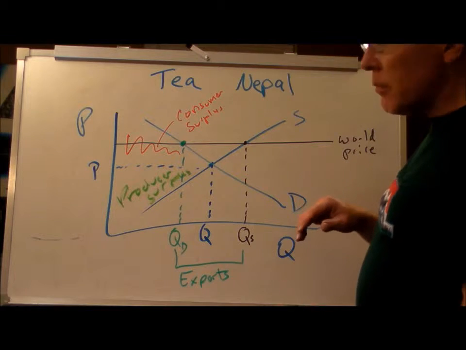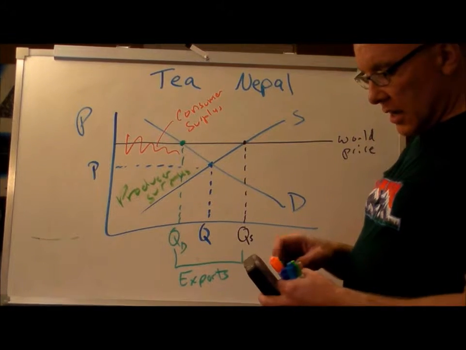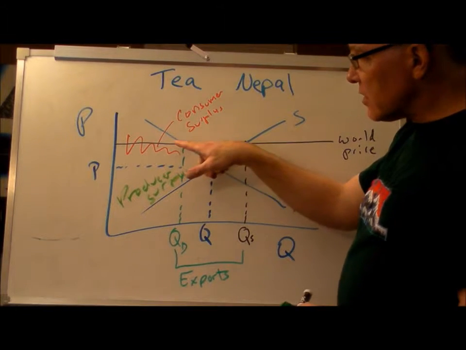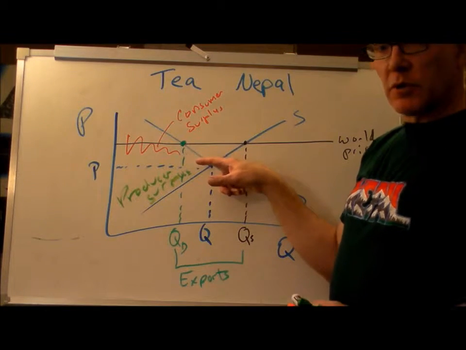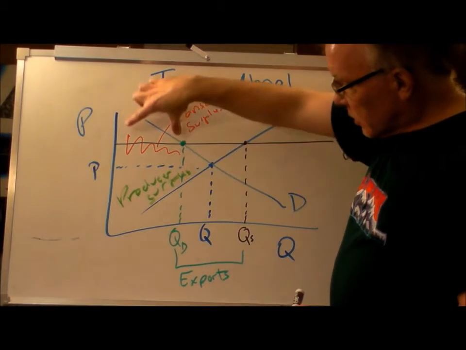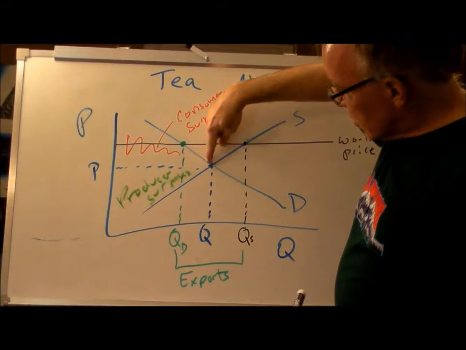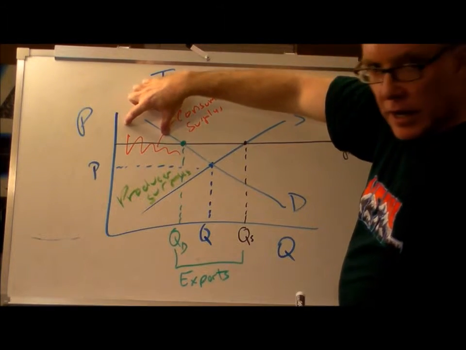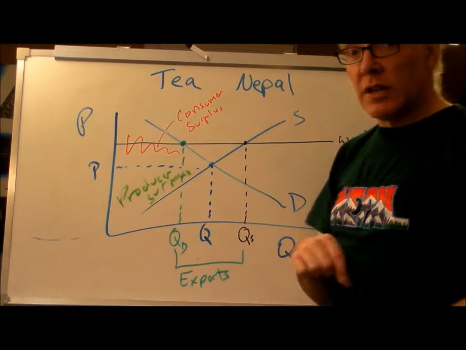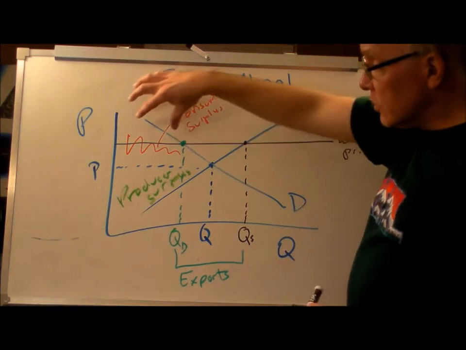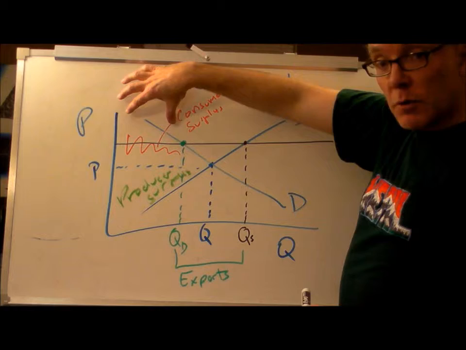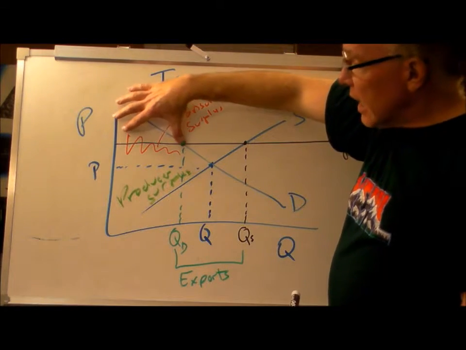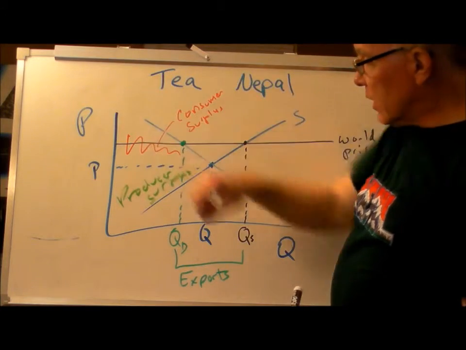Now, remember I said the consumer surplus is the difference between the price and the demand curve. So the price has gone up from what it was before trade, and so the consumer surplus has shrunk. The consumer surplus, which used to be this bigger triangle, is now down to this tiny little triangle here. So there are losers in this particular trade example, and the losers are the consumers of tea within Nepal. They're facing a higher price, they're going to consume less tea, and their consumer surplus is going to shrink.